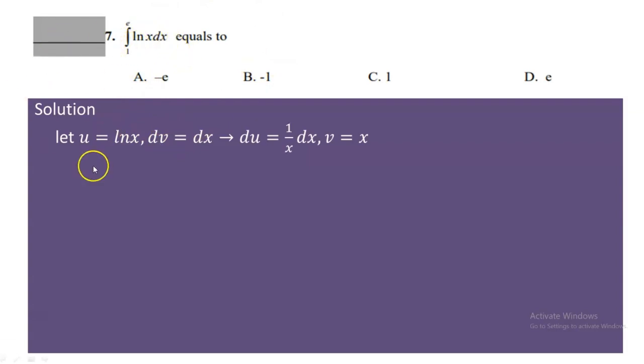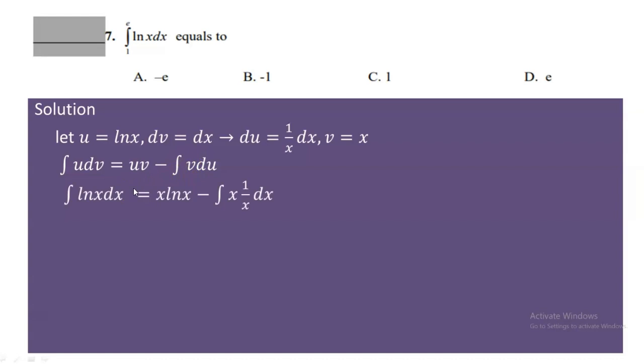Let u be ln x and dv be dx. If u is ln x, the derivative of u with respect to x gives du = 1/x dx. And if dv is dx, then v comes to be x. So the integral of u dv is equal to uv minus the integral of v du, as you know. This is integration by parts.